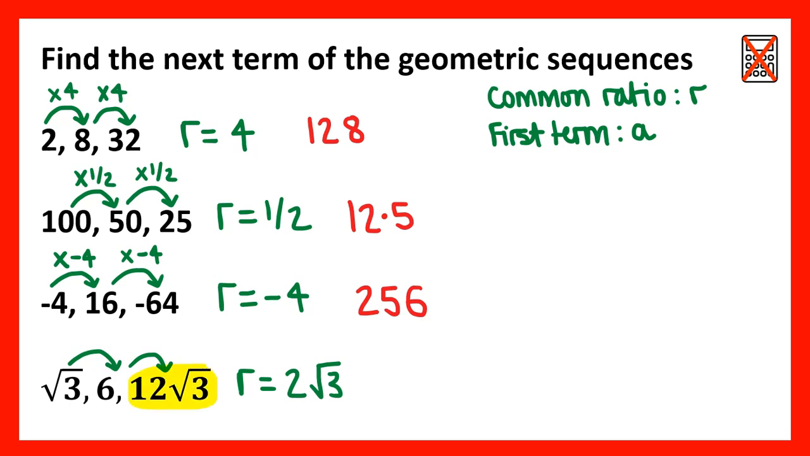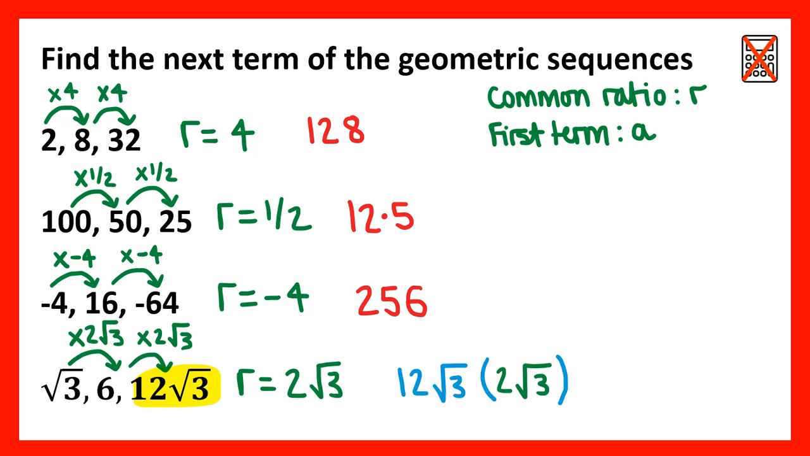For example, if I took 12√3 and divided by 6 instead, that would have got me to my common ratio of 2√3 a lot quicker without the need to rationalize the denominator. 12√3 multiplied by 2√3 would give me 12 times 2, which is 24, and √3 multiplied by √3, which is 3, and 24 lots of 3 would give me a final answer of 72.